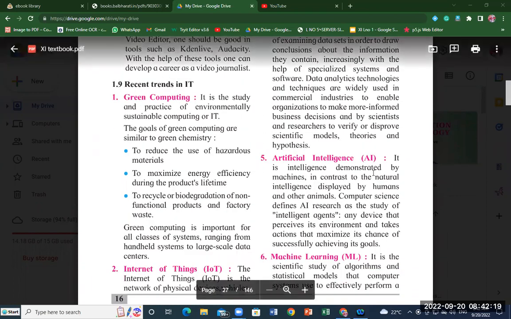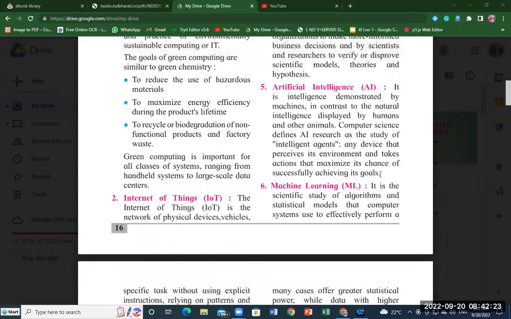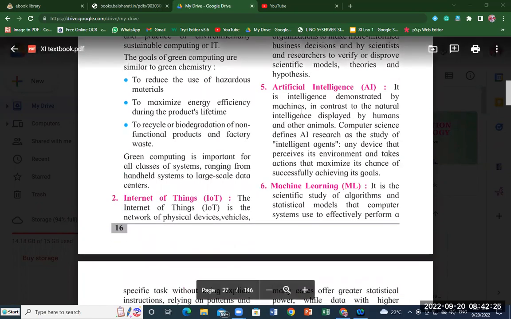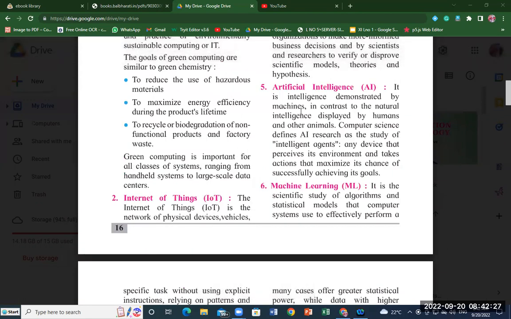Next is AI. AI is artificial intelligence. It is intelligence demonstrated by machines, correct? Now AI is not just a kind of robotics, but you are giving certain intelligence to the machines. For example, I have an automated washing machine, correct?